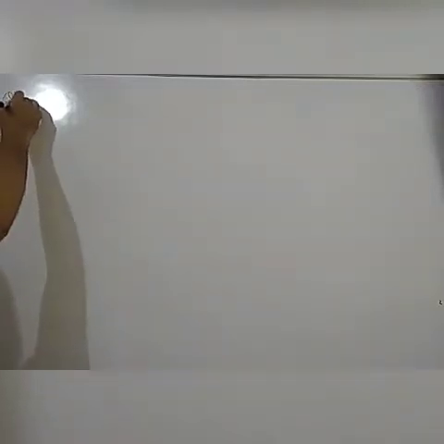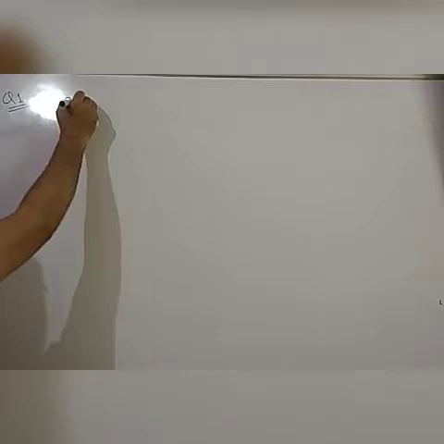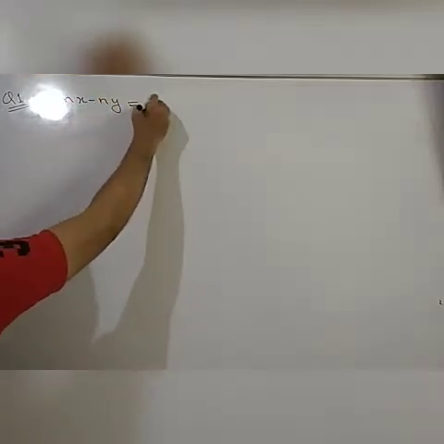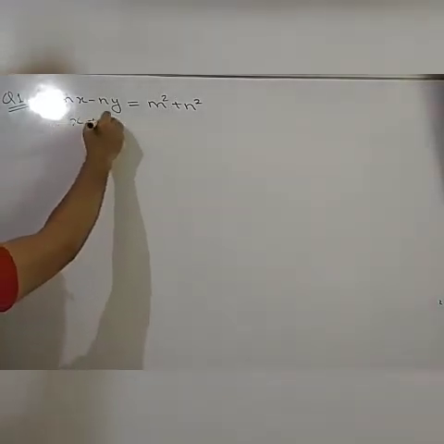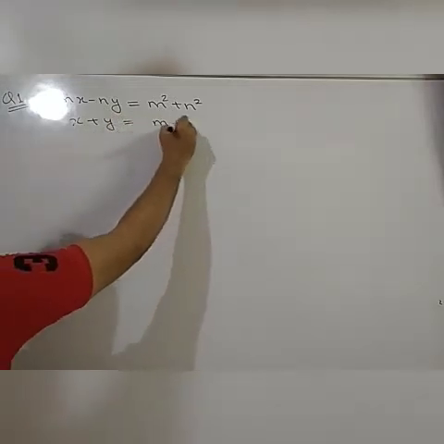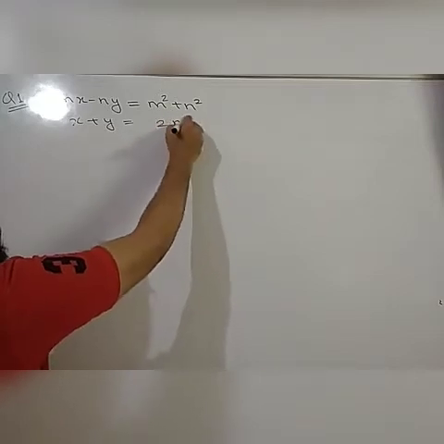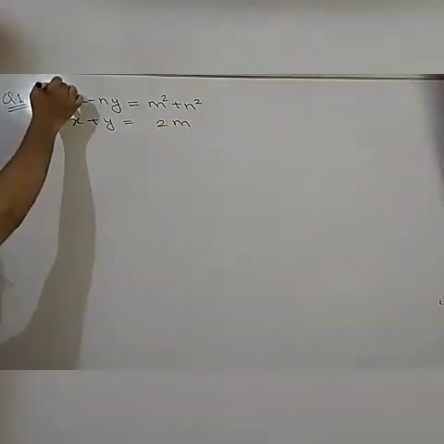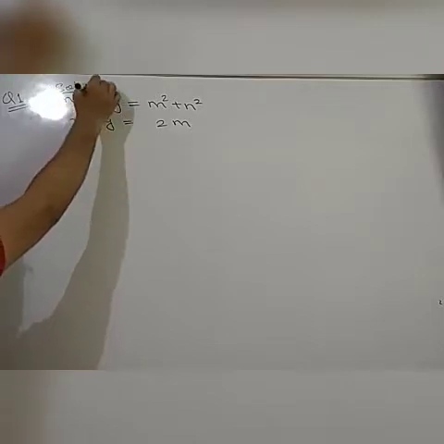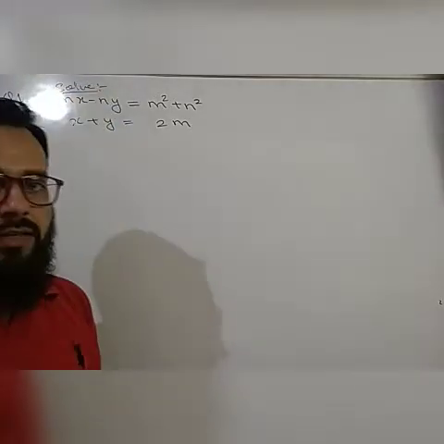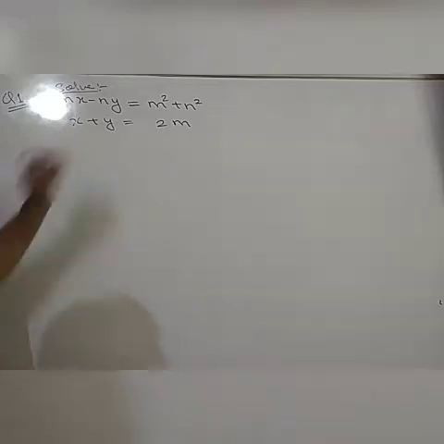The question is, we are given mx minus ny is equal to m square plus n square. It is the first equation, and the second equation is x plus y is equal to 2m. We have to solve these two equations for x and y. Okay, this is the question.